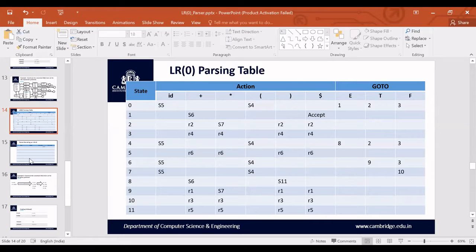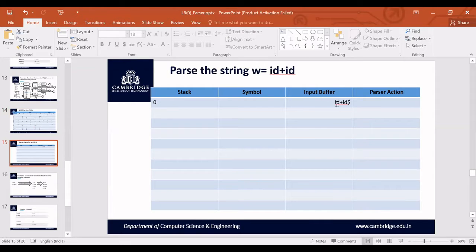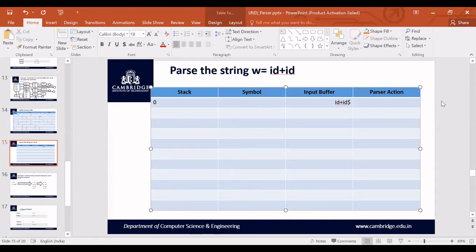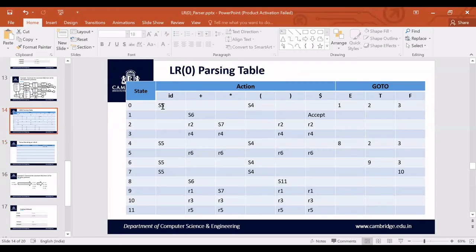Okay. Now, 0th state on symbol ID. 0 on ID, what is the value that is present? Yes, 5. What does S represent? S represents shift. Don't tell what you are shifting, just mention shift. Okay. So what are you shifting? You are shifting one symbol from the input buffer onto the symbol column. And which state are you shifting? What is mentioned here? You are shifting 5. S5.